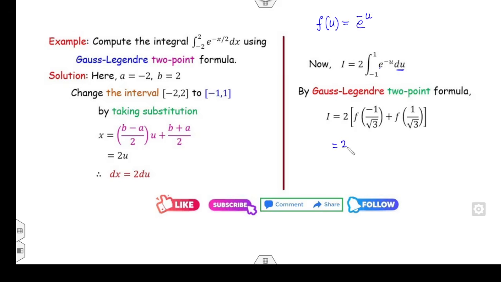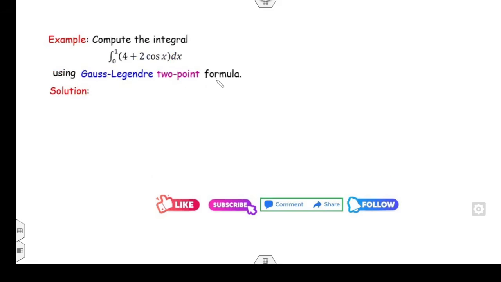Now you can substitute the values. This will be e raised to power minus 1 over √3 plus e raised to power 1 over √3. After solving, you can use the calculator and you'll get the answer 4.6853, which is the right answer. Look at the second one. Again, a will be 0, b will be my 1.